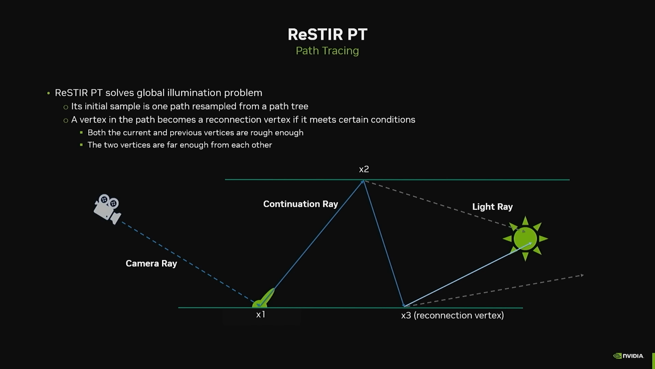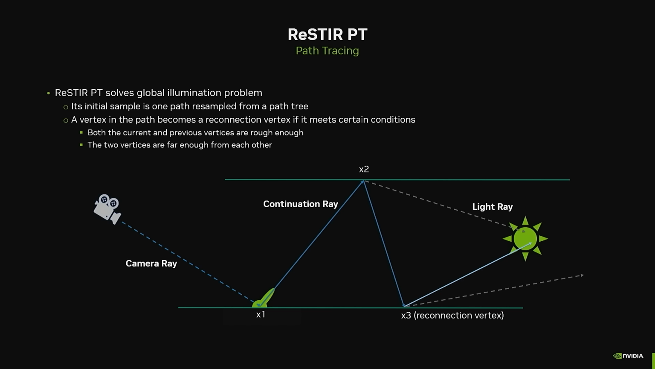So ReSTIR PT solves the same global illumination problem by avoiding the corner case that we just mentioned. Its initial sample now is just a single-pass resample from the path tree. As we know, resampled importance sampling is a gray-gate machine. That said, passing one pass-resampled sample from the whole path tree is sort of equivalent to passing the path tree as a whole in terms of sample quality. It's exactly because we simplify this concept that it allows us to defer the reconnection vertex setup in this case. So we can set it to X2, X3, or even further bounces. This offers us the flexibility to apply some conditions for reconnection vertex setup.